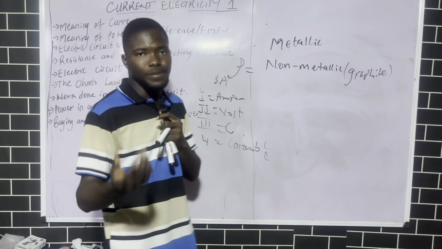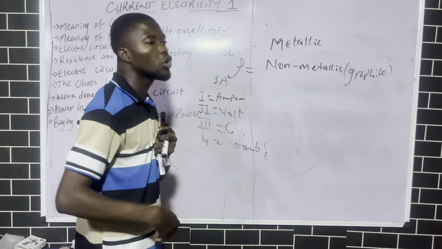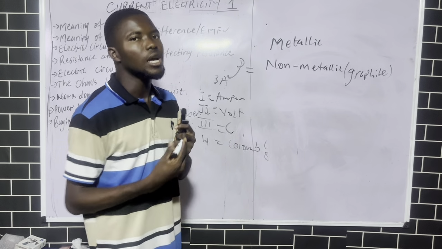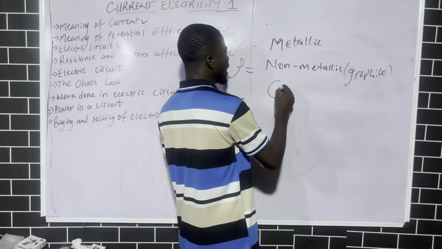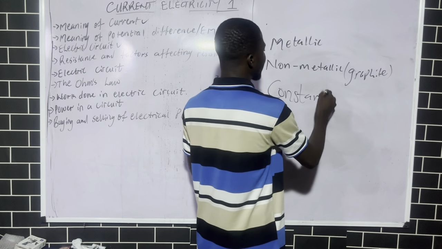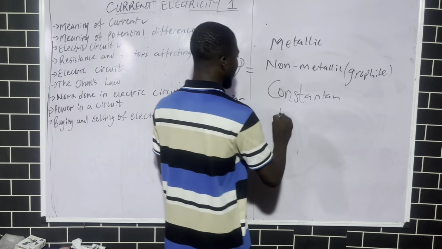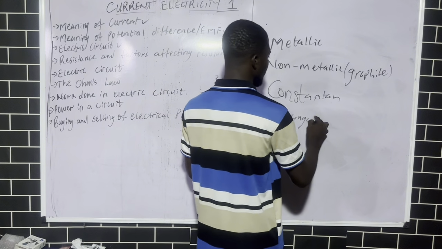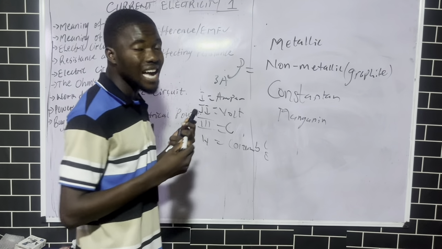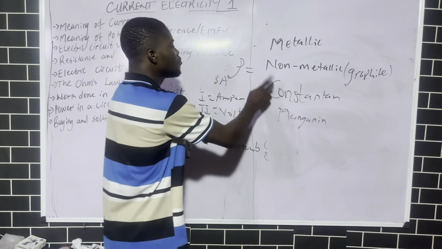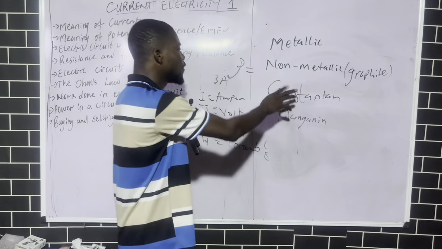There are other substances where, whether you increase temperature or not, there is no change in resistance. Examples of such substances are constantan and manganese. These two materials are in your textbook, and you can see them in your questions. For these two materials, temperature has no effect on their resistance.